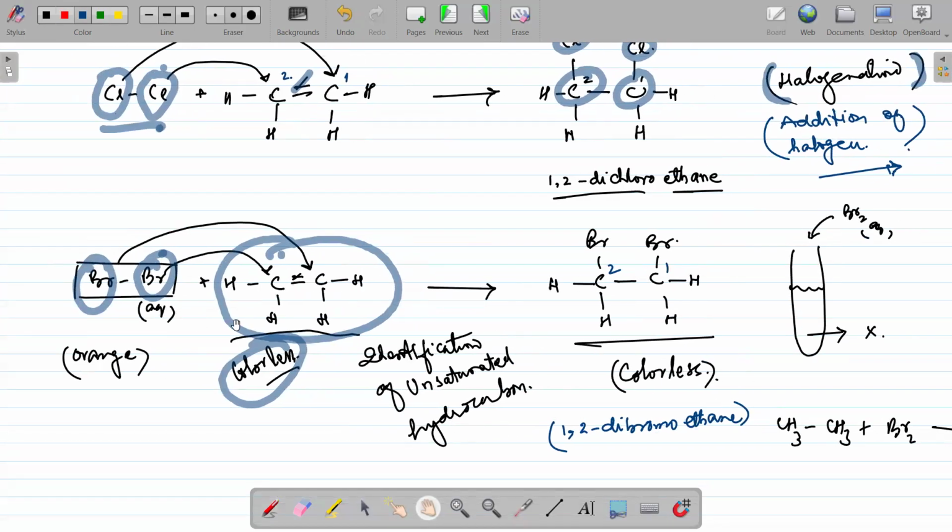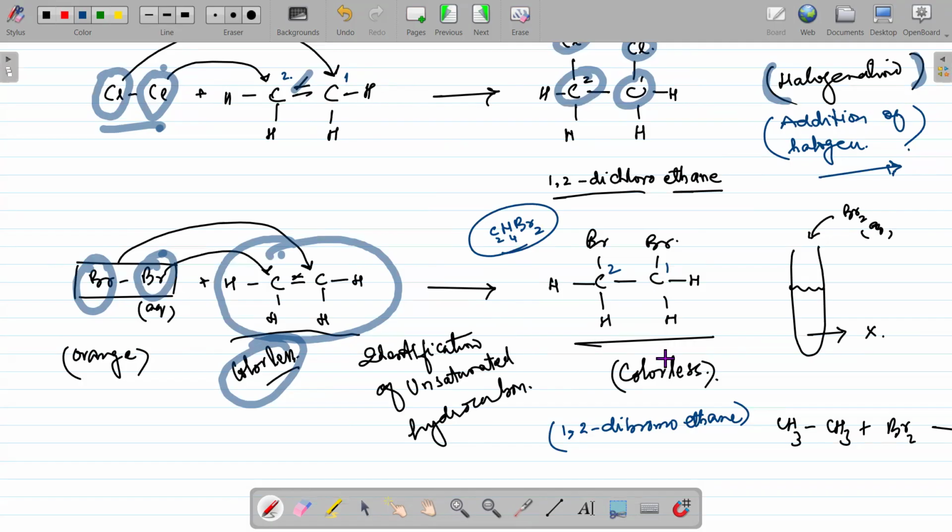Okay, now this reaction has a very important use. How do you write this in the form of a molecular formula? Its molecular formula will be simply C2H4Br2. Is it clear? That is the molecular formula, and that's a displayed formula.